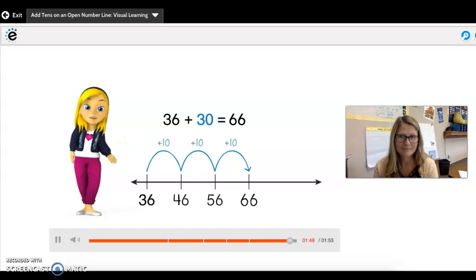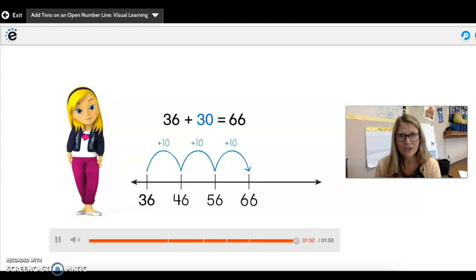Now you know how to use an open number line to add tens. Good job. So today, make sure you practice that and listen to the guided practice that is taught by another instructor so that you can practice adding your tens on an open number line.